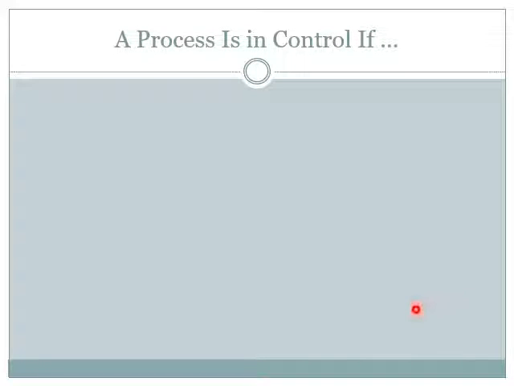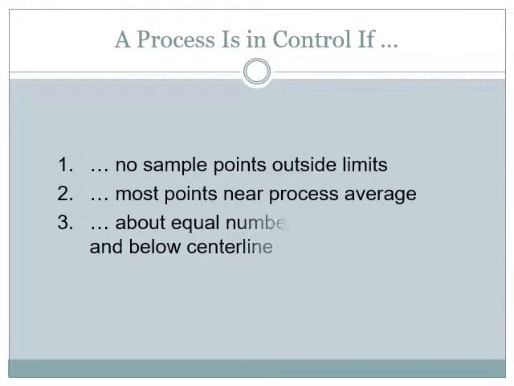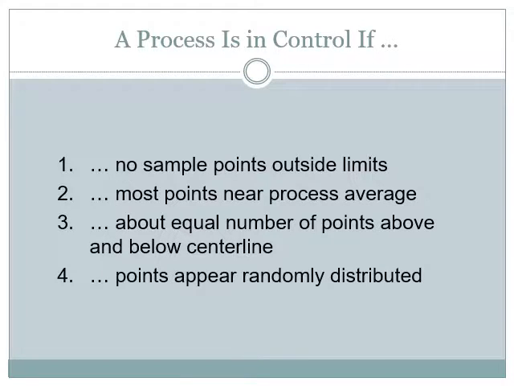And a process is in control if what? No sample points outside the limits. Like whenever you take a sample, it is not outside the limit. They are near the process average, and almost we should have an equal number of points above and below the center line. And all these points appear to be randomly distributed.